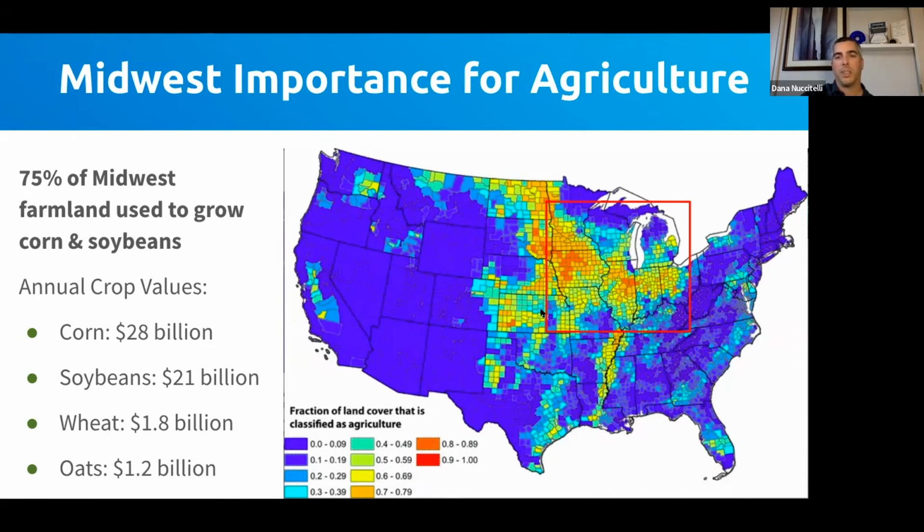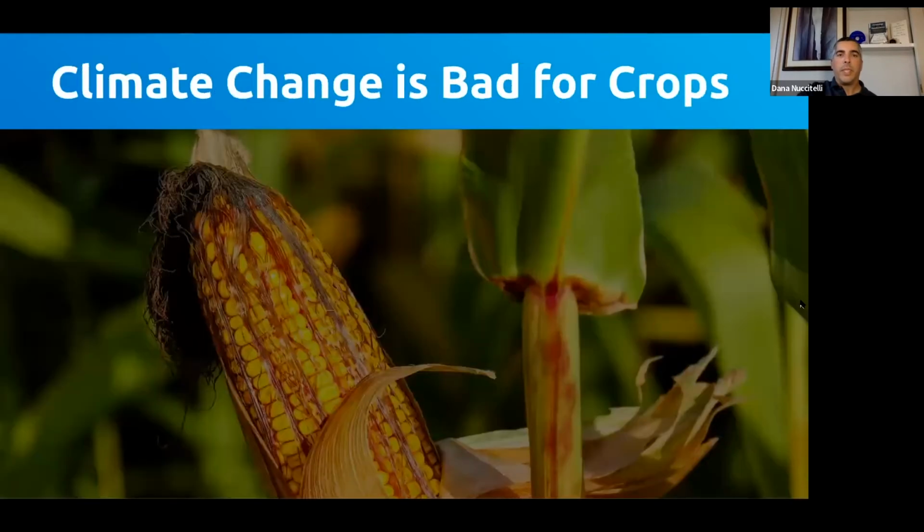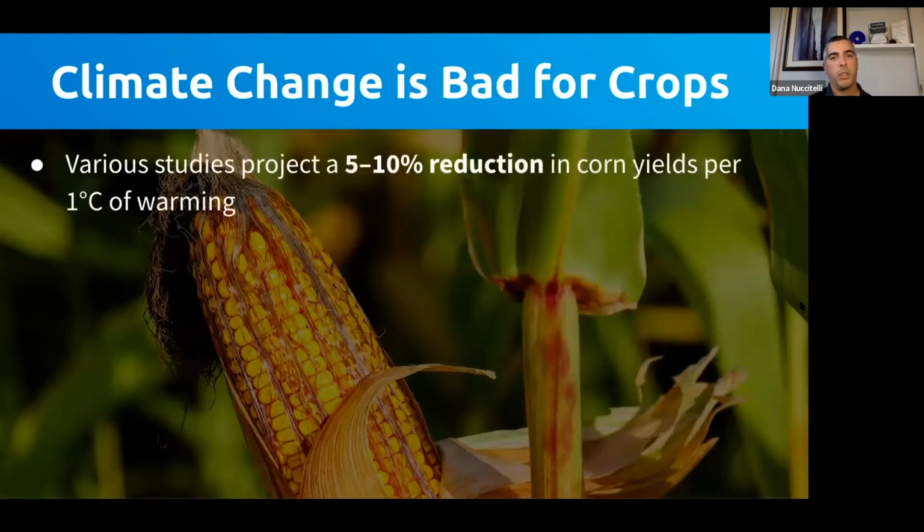You can even see some of this reddish, which is like 80% of the land in those counties is used for agriculture. It's primarily in the Midwest, corn and soybeans. It's almost combined $50 billion annual agricultural revenue generation. And then also wheat and nuts get another 3 billion or so agriculture generation, but it's mostly corn and soybeans in the Midwest. But climate change, and especially heat, but also changing precipitation, is really bad for corn and soybeans in particular.